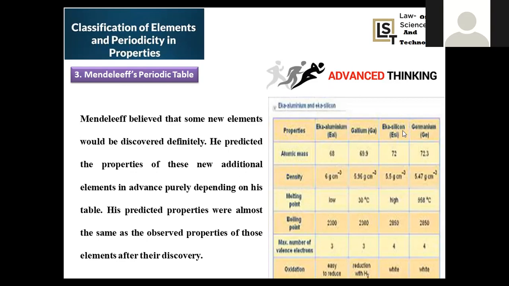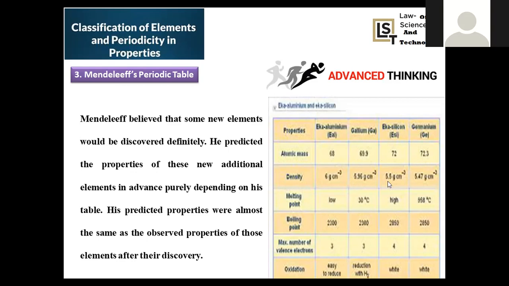And one more element called Eka silicon. He assumed its atomic weight will be 72. So after the invention, researchers found germanium as the element which is suitable with this Eka silicon. Eka silicon is identified as germanium whose atomic weight is given as 72.3, almost equal. What he assumed and what was invented later are exactly coinciding with each other.